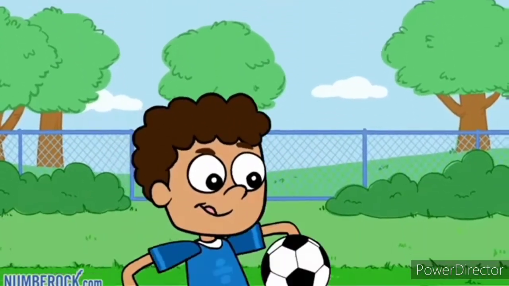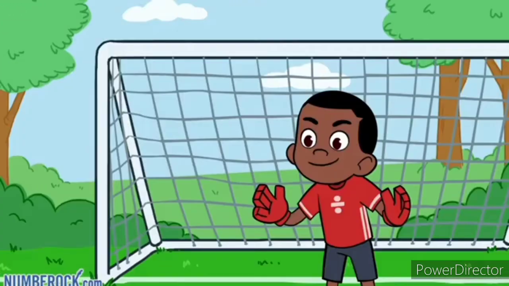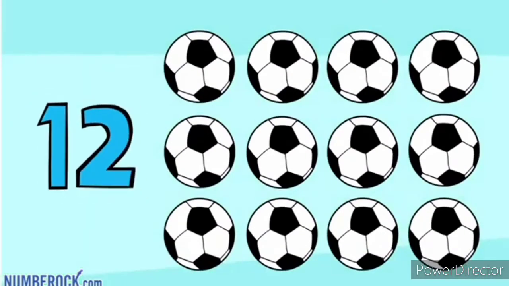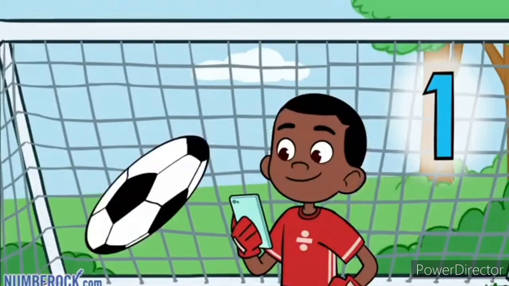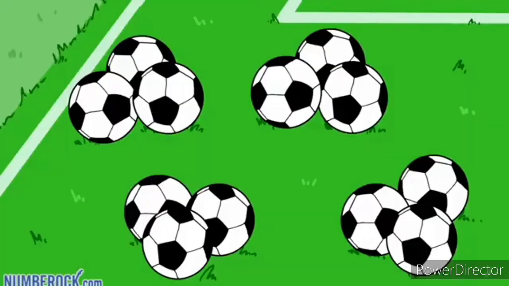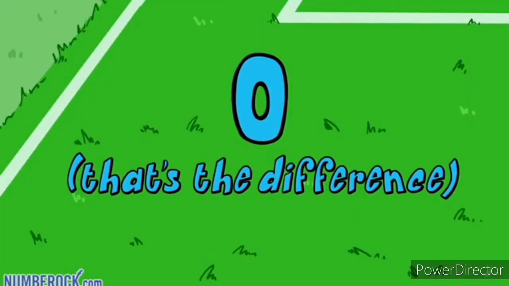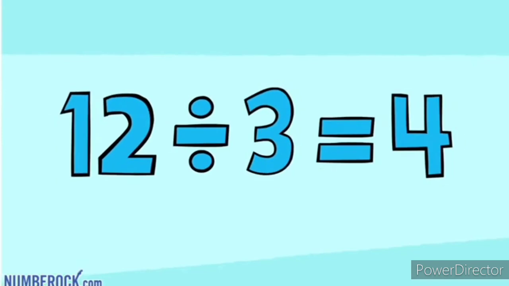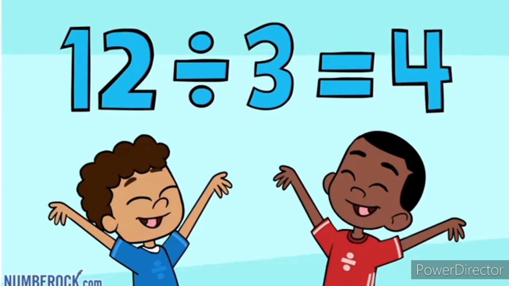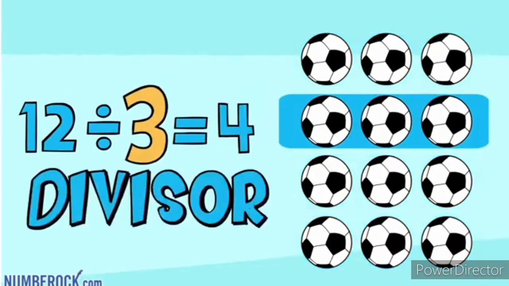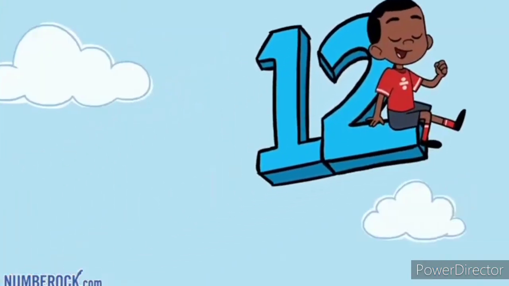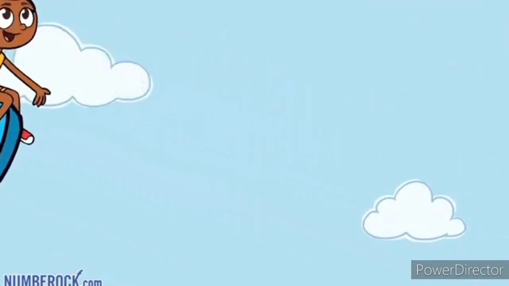I was practicing my aim before the soccer game. 4 groups of 3 soccer balls, 12 soccer balls in all. I got the first group of 3 in the net. Then again and again and again, it was a perfect set. Now 0 balls are left, that's the difference, and we can show this as a division sentence. 12, that's how many groups of 3 soccer balls. We see 4 equal groups in all, so we call 4 groups the quotient, 3 the divisor, and then 12 the dividend.